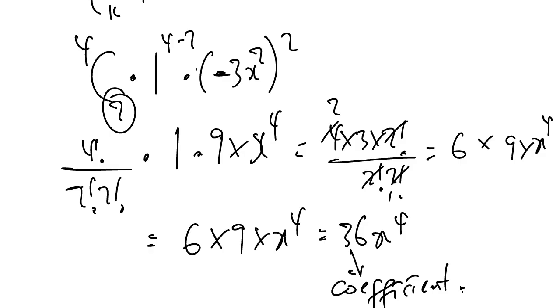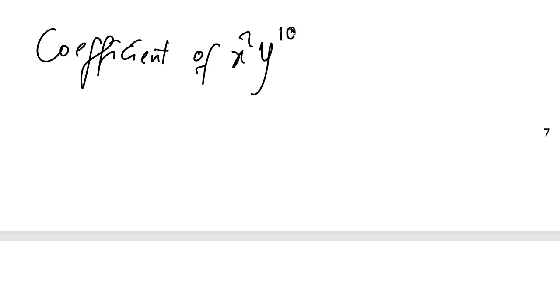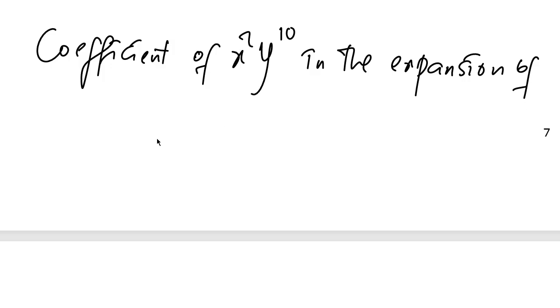Let's look at more complicated stuff that could appear before you, and I don't want you missing it. So suppose you were asked, this is a past question, and it says: find the coefficient of x squared y10 in the expansion of 3x minus y squared to the power of 7. So what happens here?